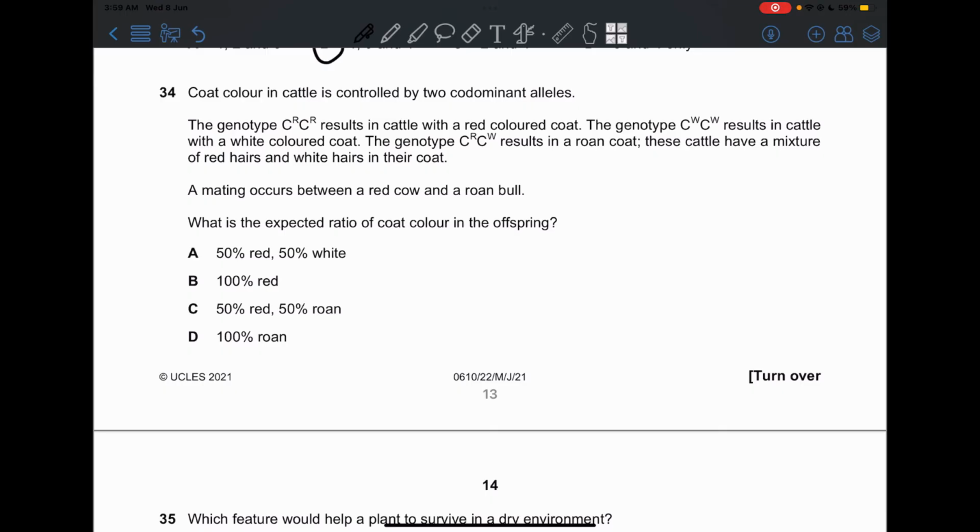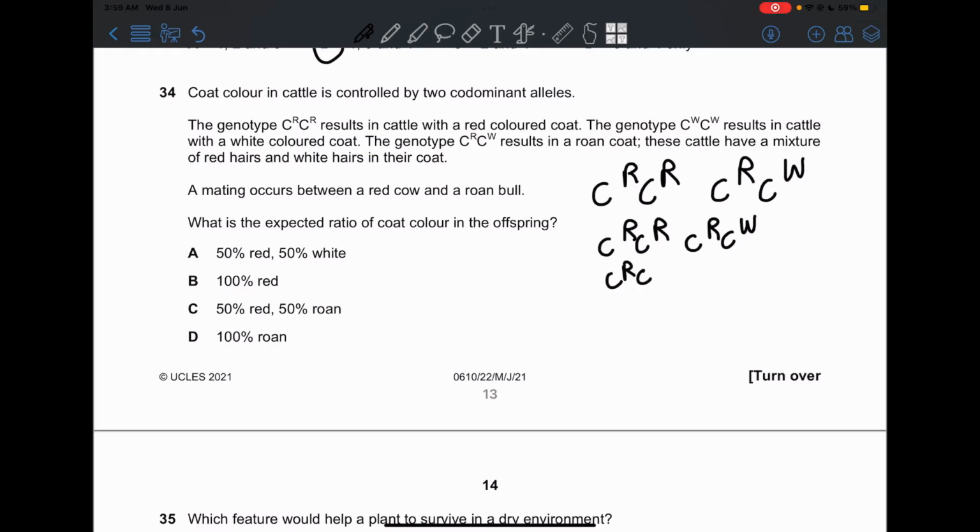Now, we're going to be crossing the red, which is over here CR and CR, and the roan is the heterozygous CR CW. So that is going to give us a CR CR, and a CR CW, and then it's going to give us another CR CR, and another CR CW. So that is going to be a 50-50. It's going to give us 50% roan color and 50% red color. So that's going to be C.